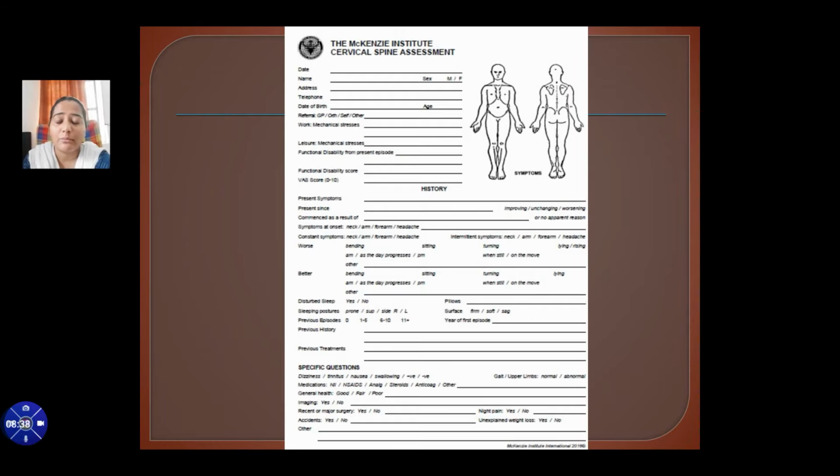Next, whether any major surgery has been done on the patient or not. Weight loss: we have to ask about weight loss, accident, and unexplained weight loss. In certain medical conditions there can be unexplained weight loss. So if the patient has a history of unexplained weight loss, then we have to ask the patient.